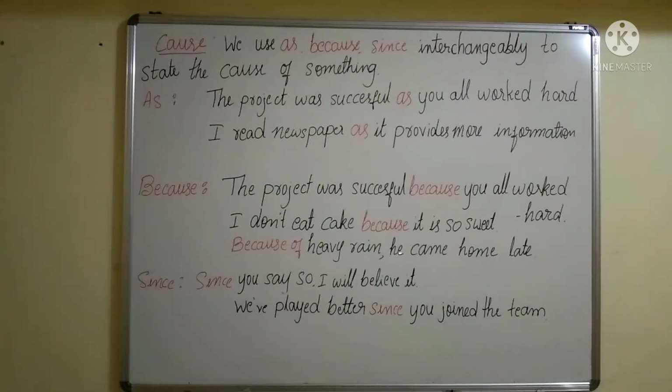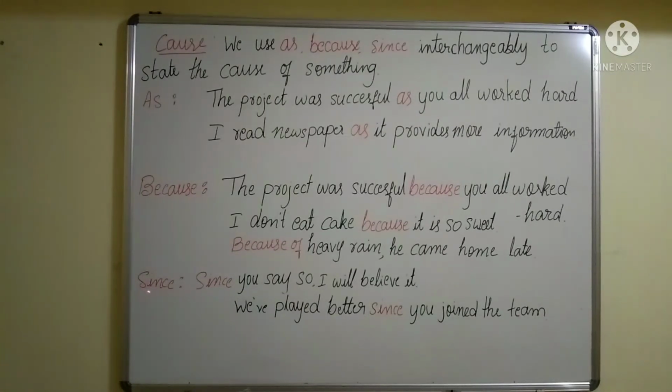See, in complex sentences, some sentences start with subordinating clauses and sometimes they start with independent clauses. Both can be used. Because of heavy rain is the subordinating clause. See, this is the cause. He came home late. This is the effect. Cause and effect. So in this way we can use because of in a sentence.